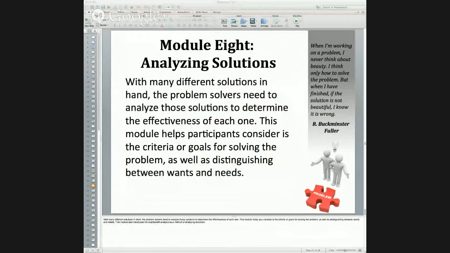With many different solutions in hand, the problem solvers need to analyze these solutions to determine the effectiveness of each one. This module helps you or participants consider the criteria or goals of solving the problem, as well as distinguishing between wants and needs. This module also introduces the cost-benefit analysis as a method of analyzing solutions.